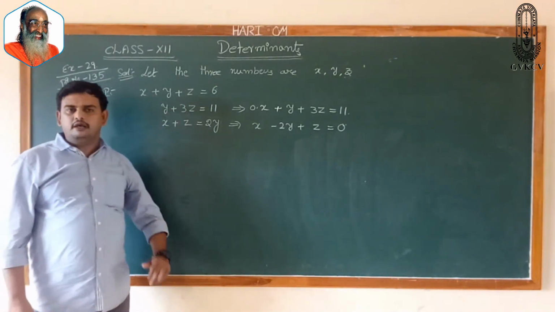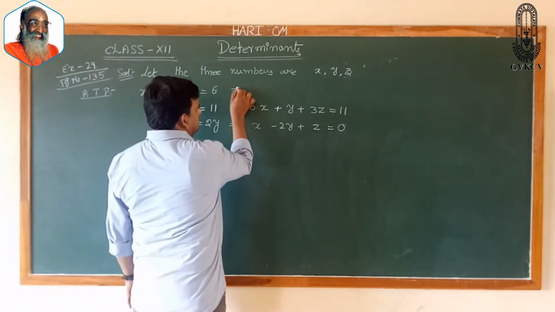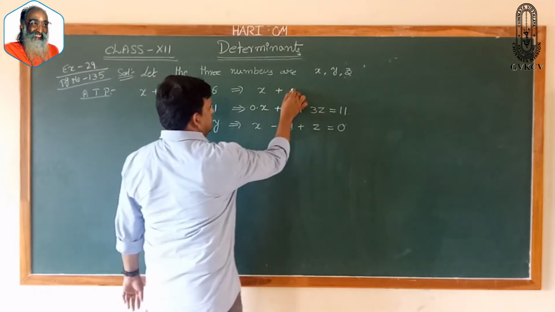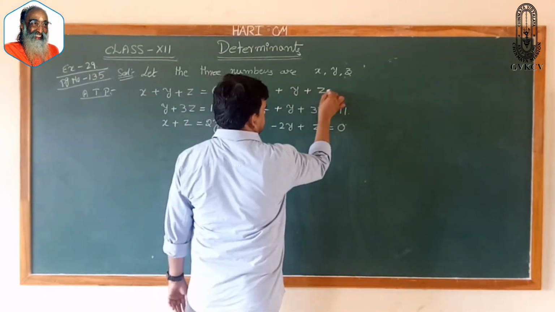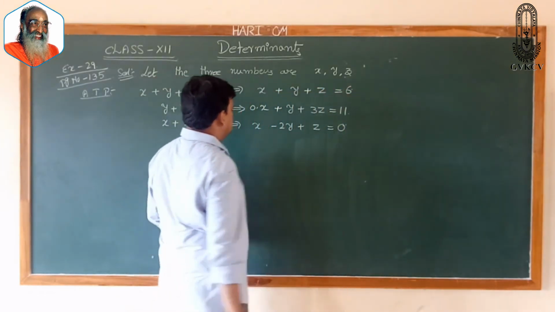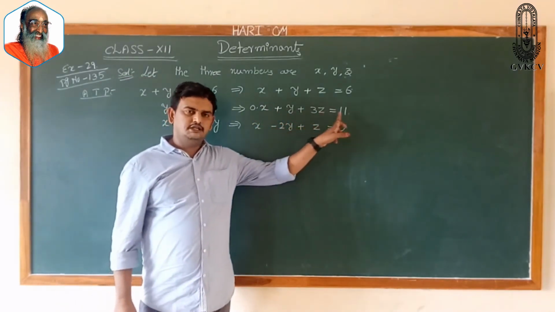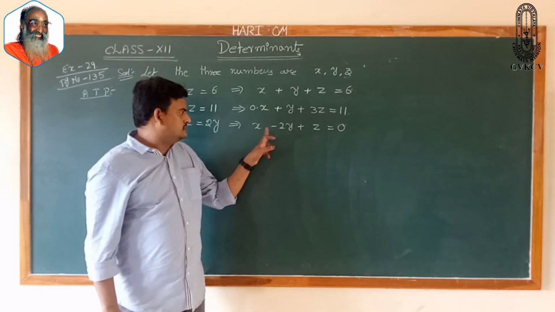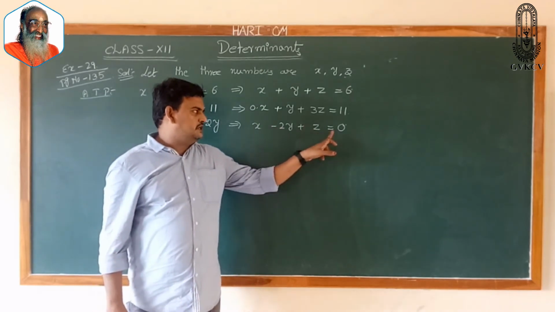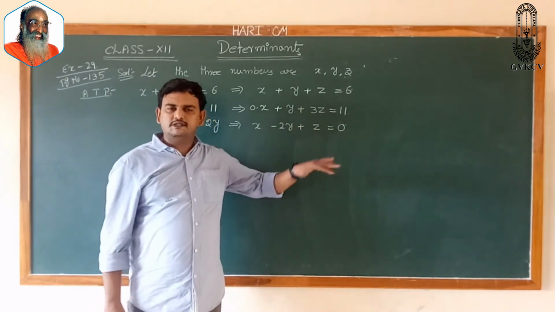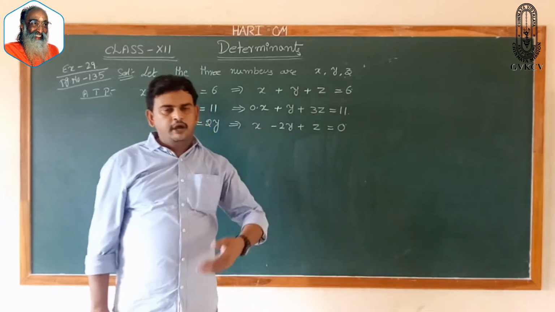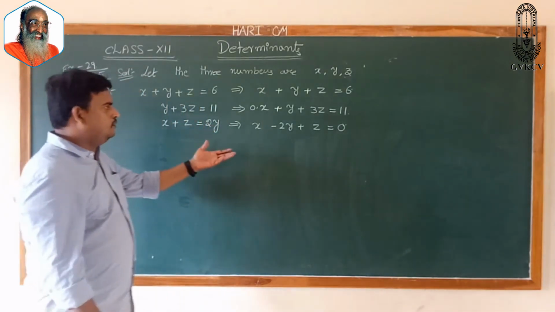Now we have a proper equation. What is the first equation? The first equation I have is x plus y plus z is equal to 6. Now 0 into x plus y plus 3z is equal to 11. x minus 2y plus z is equal to 0. Now I have a system of three linear equations. Now I can solve. So what do we do?